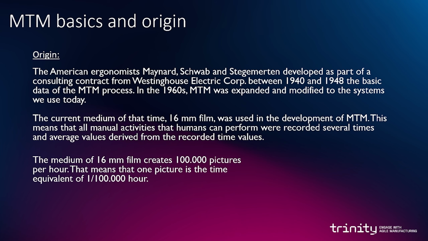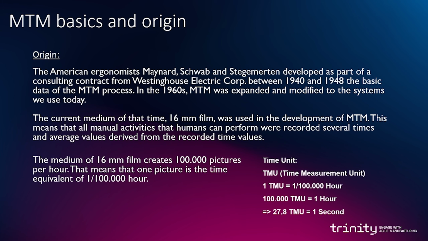The medium of 16mm film creates 100,000 pictures per hour. This means that one picture is the time equivalent of one part of 100,000 parts in 1 hour. Here on this list on the right, you can see that the smallest time unit is 1 TMU, that means time measurement unit. And if you convert that, you get 27.8 TMU for 1 second.